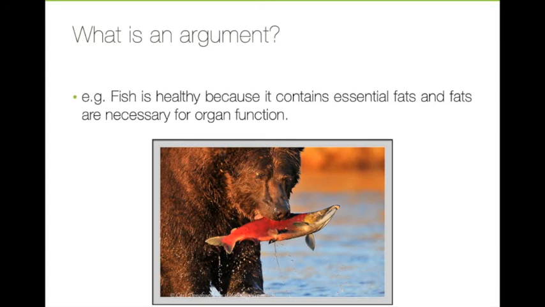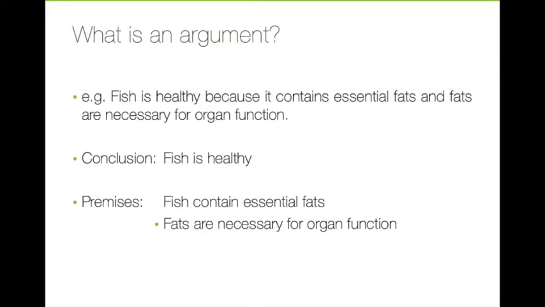So let's look at an example of a simple argument presented in ordinary English. Fish is healthy because it contains essential fats, and fats are necessary for organ function. Here are the parts of that argument. The conclusion is stated right up front: fish is healthy, and then it's followed by the supporting premises. Fish contain essential fats, fats are necessary for organ function.